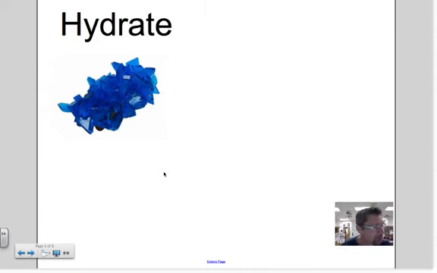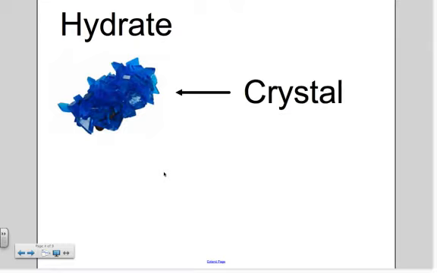Now, many salts readily dissolve in water to form solutions. When the water is allowed to evaporate from these solutions, salt crystals reappear. Oftentimes, some types of crystals actually hold a fair amount of water within their crystalline structure. Those are called hydrates. So here's a picture of a hydrate. It's a crystal, and inside these little crystals, it has water trapped inside of them.